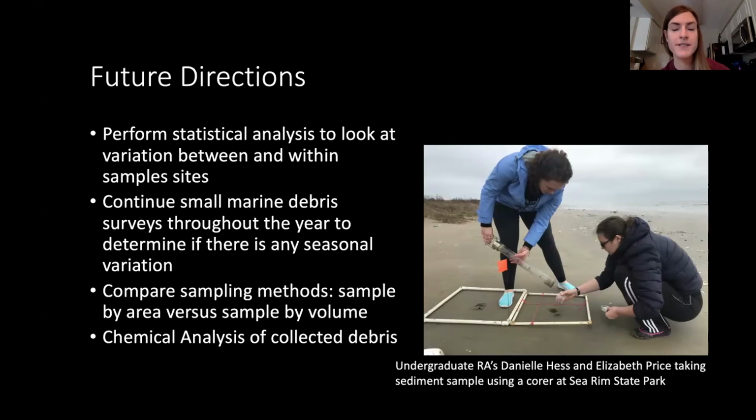And then I'm also hoping to do chemical analysis via either Fourier transform infrared spectroscopy or Raman spectroscopy to do materials characterization on those plastics that I collect. So for example, are we finding more polypropylene, more polyethylene, polystyrene, high density polyethylene? What is the source of those plastics that we're finding on the beach?